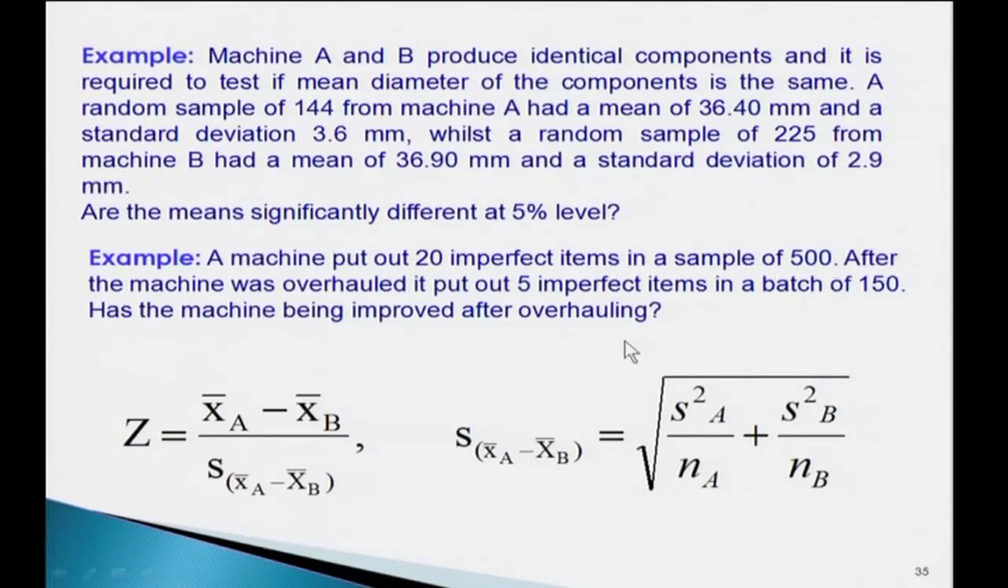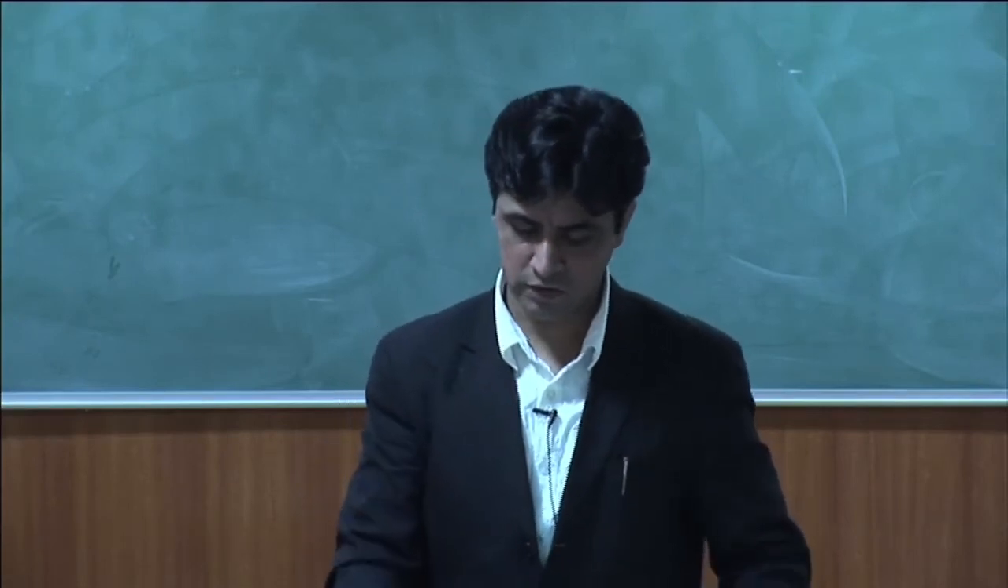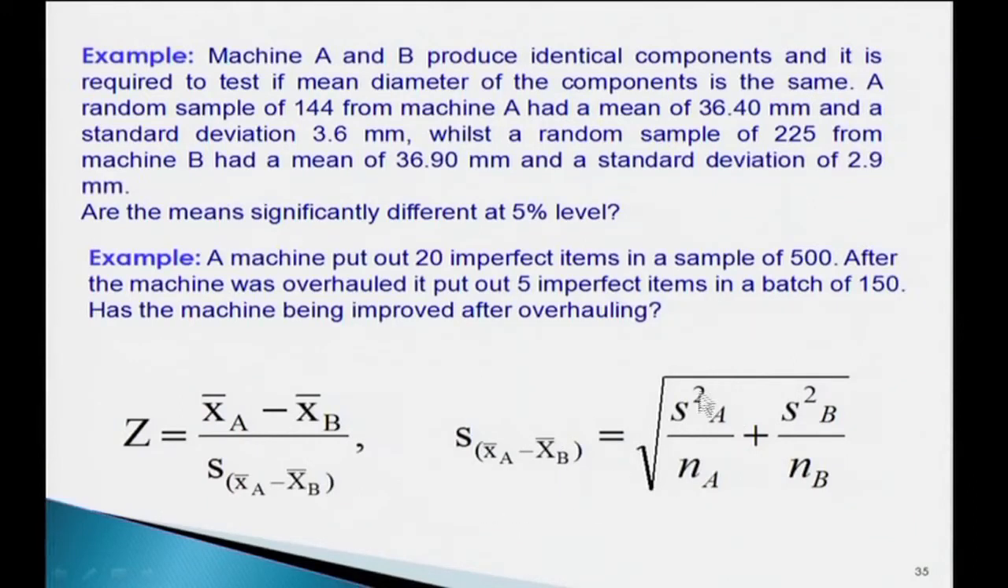Okay. Then another situation, there is a sample of 150, but this is not the sample mean, it is not the average. So, 20 out of 500 is the proportion before overhauling the machine, and 5 out of 150 is the proportion after the machine is overhauled. So, in this case, this is not a situation of difference of mean, this becomes a situation of difference of proportions.